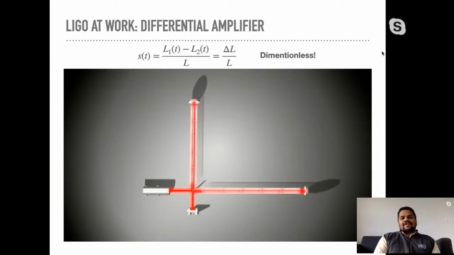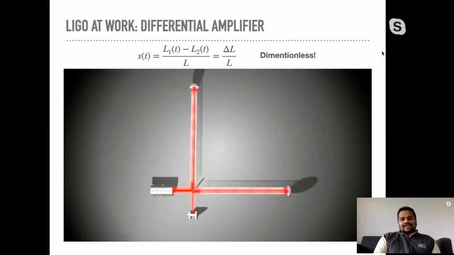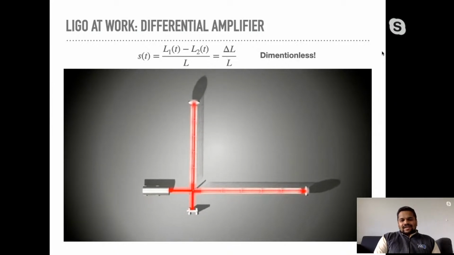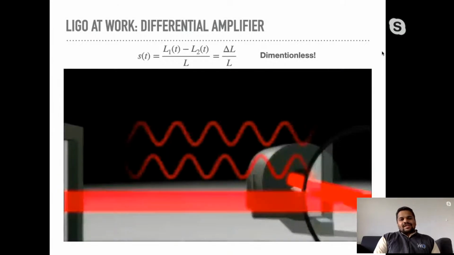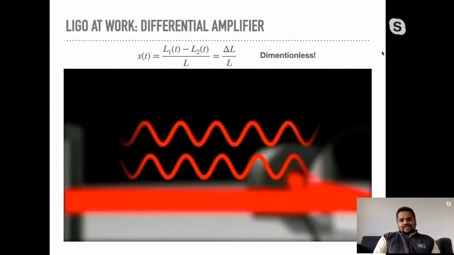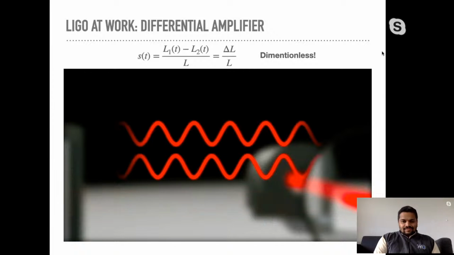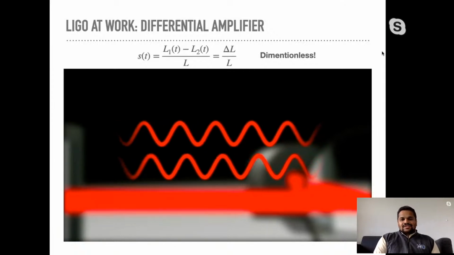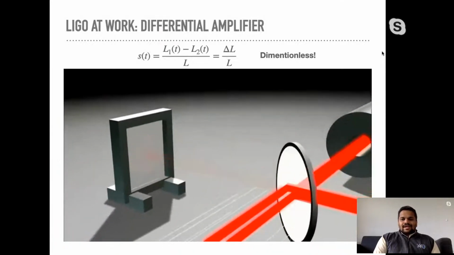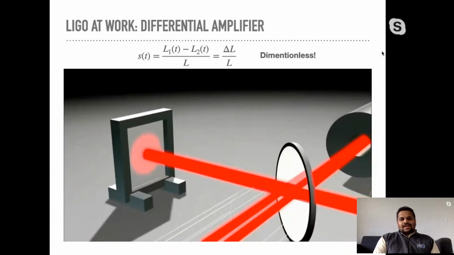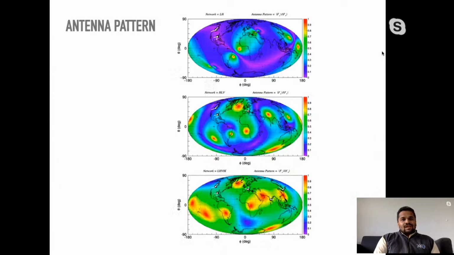So if a signal is present, here we see exaggerated arm length changes, but in reality they are very tiny, more than a million times smaller than the size of an atom, or a thousand times smaller than even an atomic nucleus. So this is a miracle which we see. But anyway, this is just how it works.